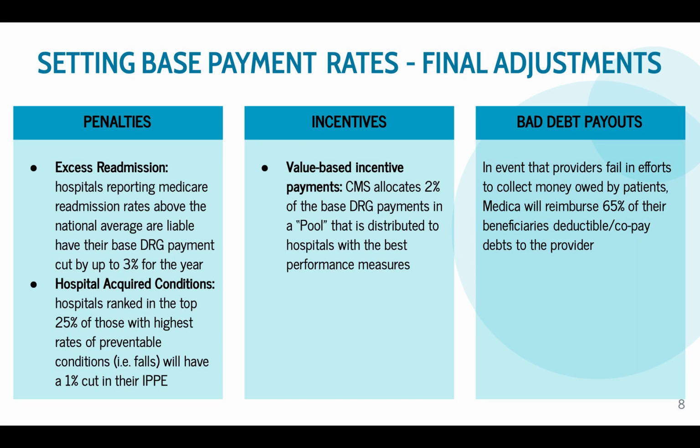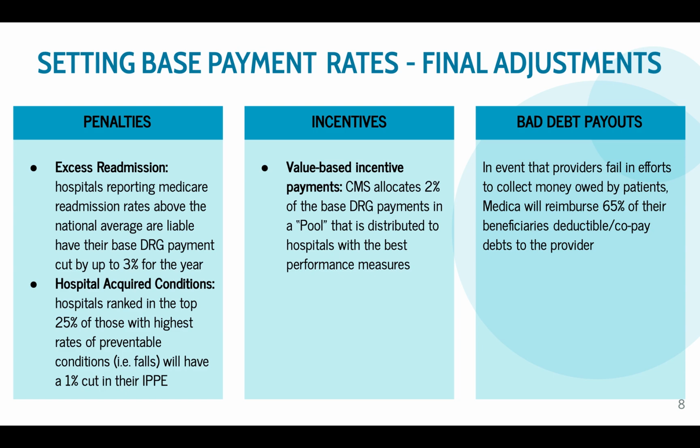Finally, the last adjustments considered for this payment model try to ensure quality. These are penalties, incentives, and bad debt payouts. Under penalties, we have excess readmission and hospital-acquired conditions. These penalize hospitals for having a readmission rate above the national average and also for having a high amount of preventable injuries, falls, or infections. They receive a pay cut accordingly.